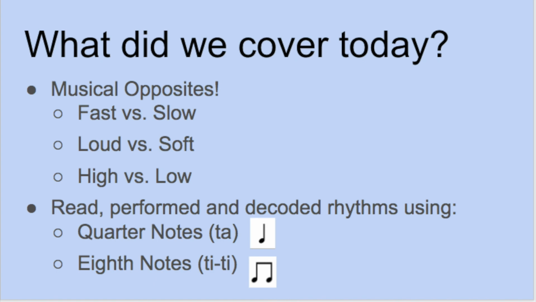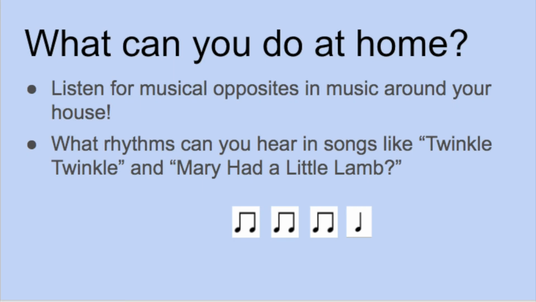So first and second graders, what did we cover today in our music lesson? We talked about musical opposites, like fast versus slow, which is what we call the tempo, loud versus soft, and high versus low, which is what we call pitch. We also read, performed, and decoded rhythms using quarter notes, which we call tas, and eighth notes, which we call ti-tis.